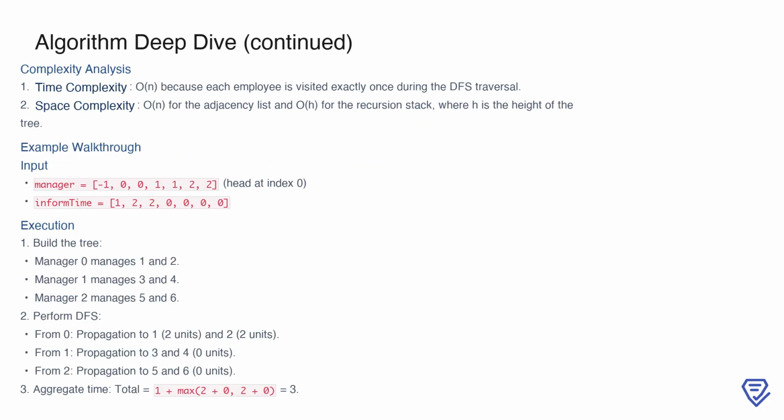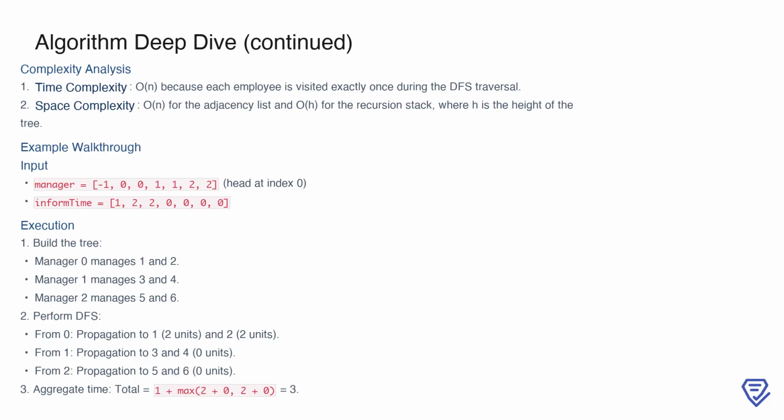Analyzing the complexity of this approach, the time complexity is O(n), where n is the number of employees, because we visit each employee exactly once during the DFS traversal. The space complexity is O(n) as well, due to the adjacency list representation of the hierarchy, and O(h) for the recursion stack, where h is the height of the tree.